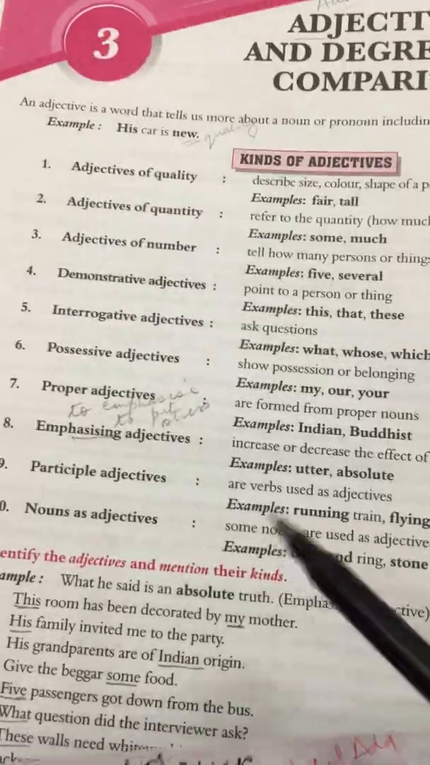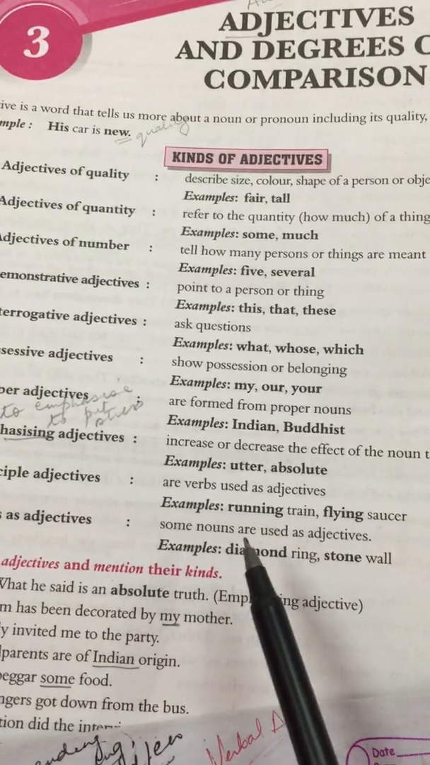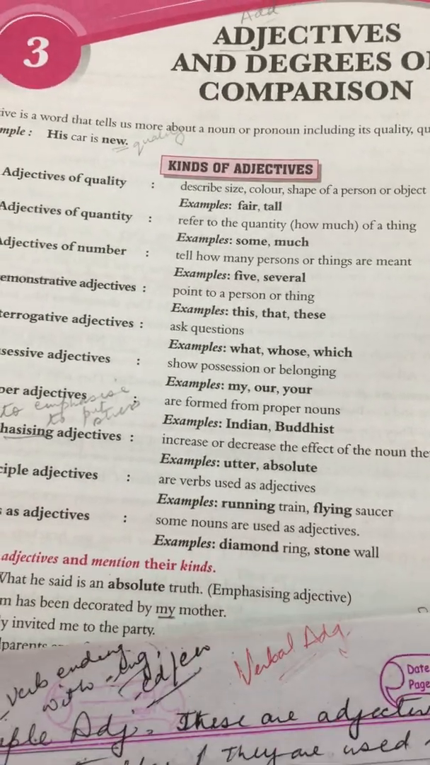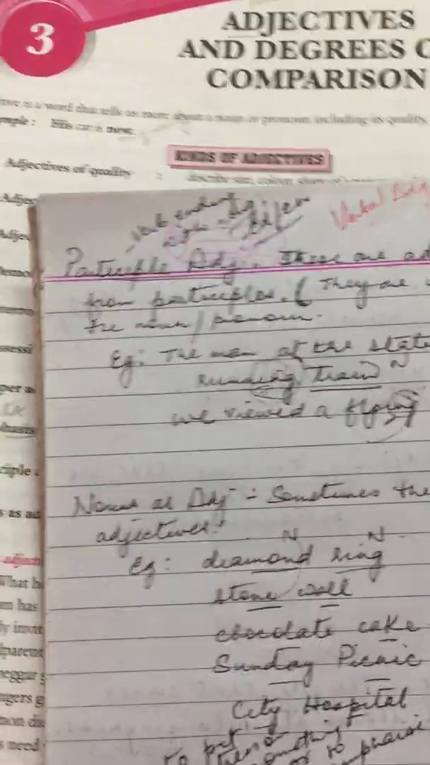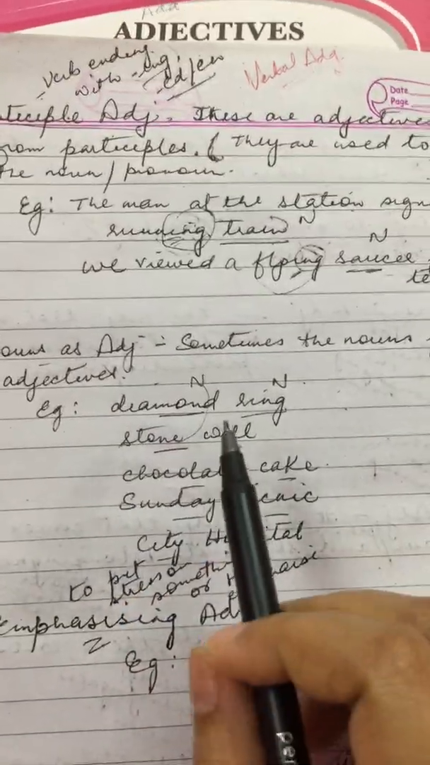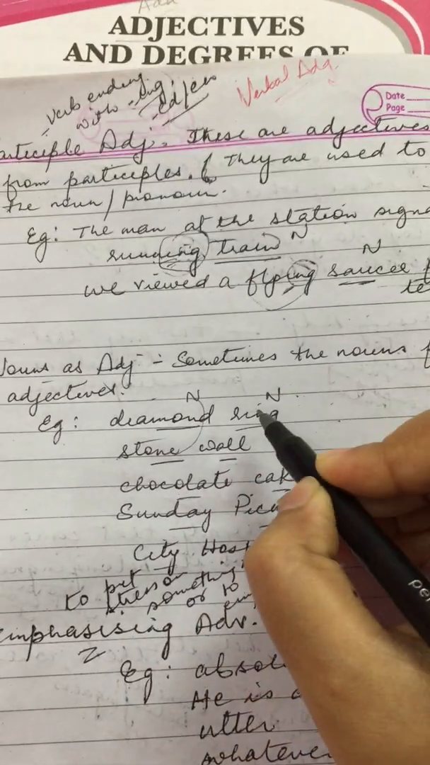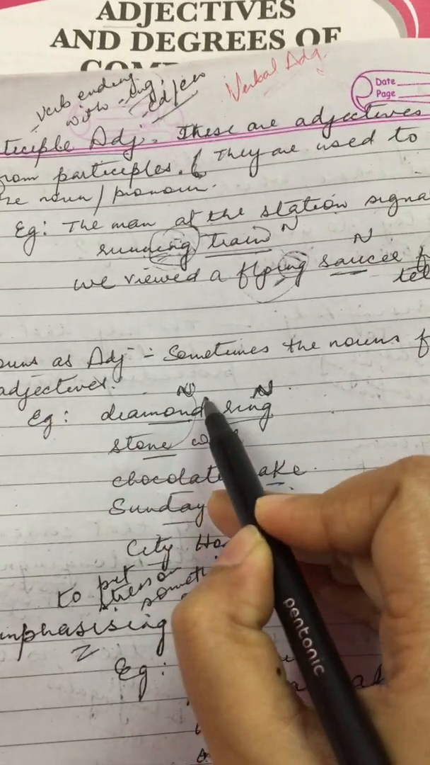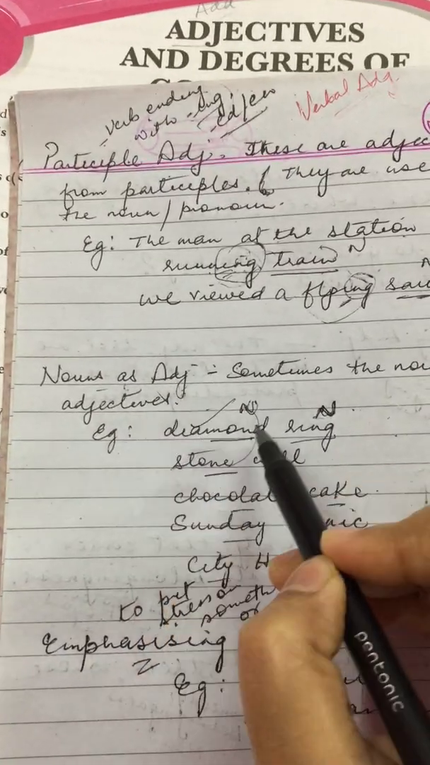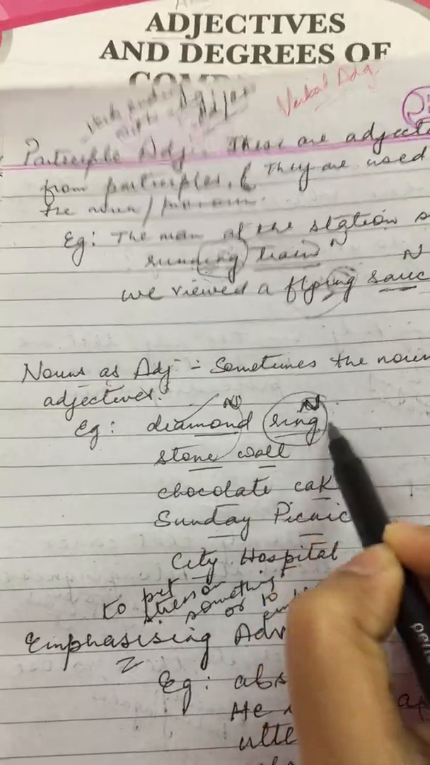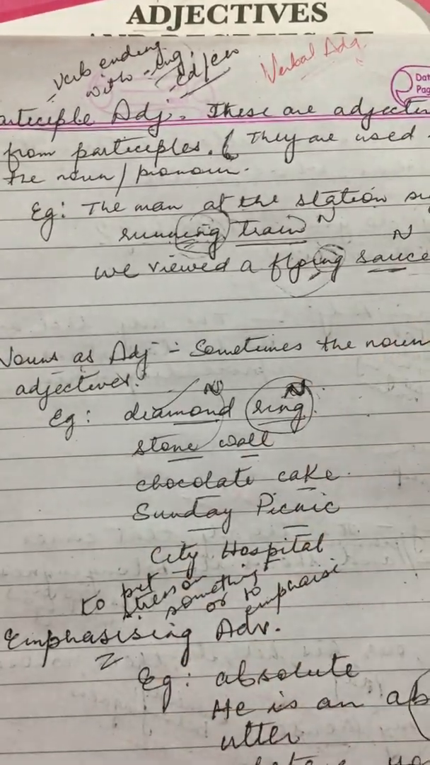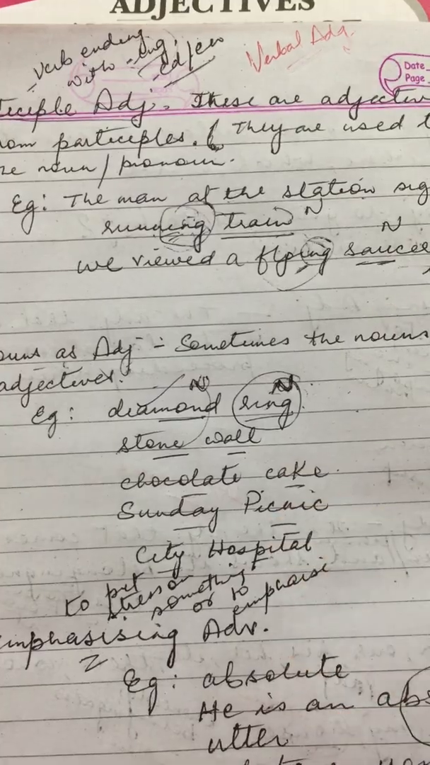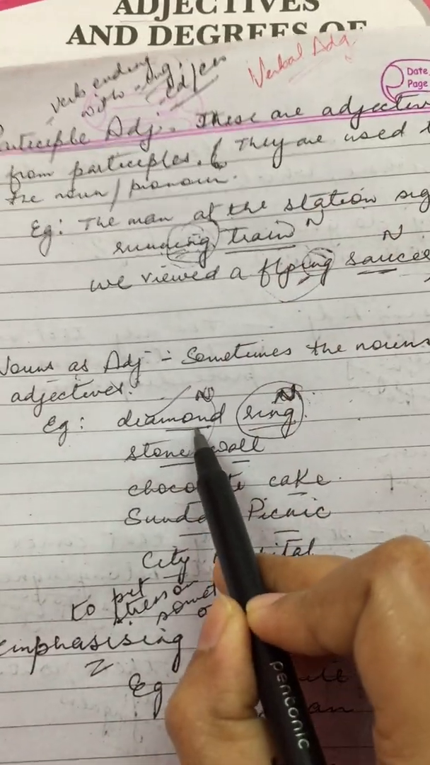Alright, now move to the next adjective, nouns as adjectives. Some nouns are used as adjectives. Sometimes nouns function as or act as adjectives. Example, diamond ring. Now ring is a noun and diamond is also a noun. But this diamond here is acting as an adjective because it is modifying the ring. It is adding something to the ring. What type of ring was it? It was a diamond ring.